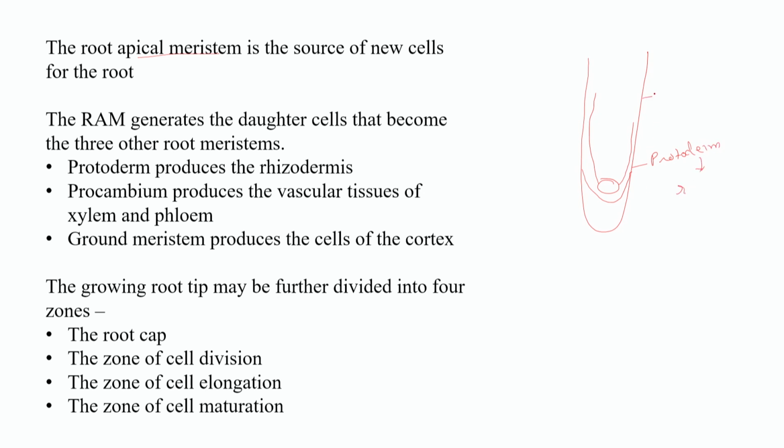So basically this is the rhizodermis, the outermost layer, also known as epiblema or piliferous layer, because it is quite distinct from the epidermis of the stem, as it does not have cuticle, nor does it have stomata. You will have ground meristem, which will give rise to the cortex, and then you have procambium, which will give rise to the vascular tissues of the root.